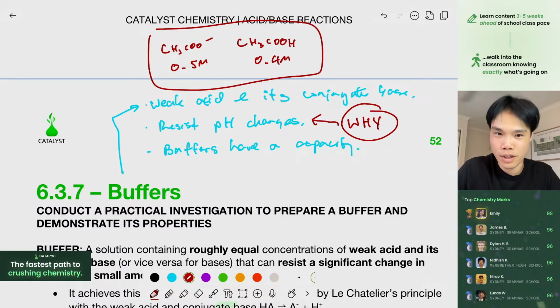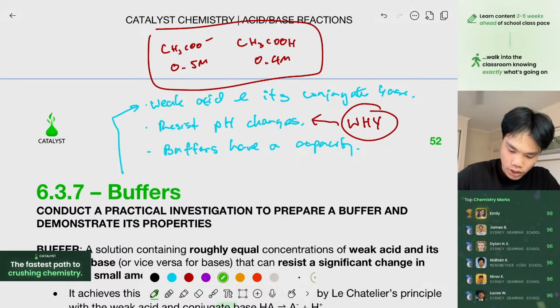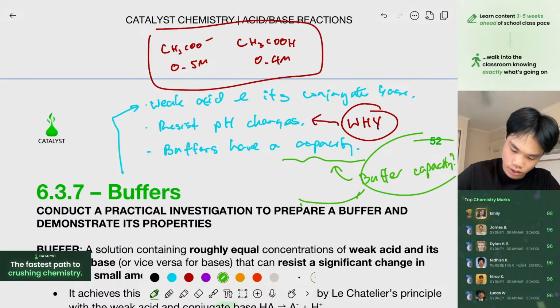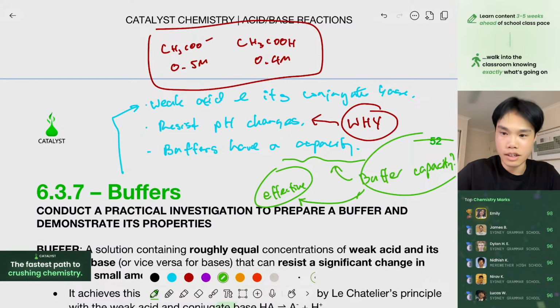So just be careful. What I also want to address then is, when we say a buffer has capacity, what is that and why do we care? And how does that relate to how effective a buffer is?